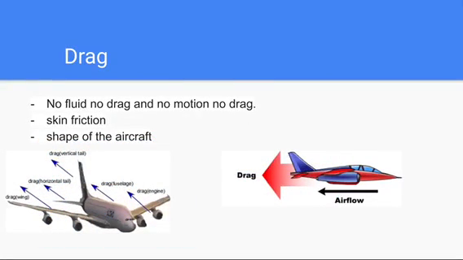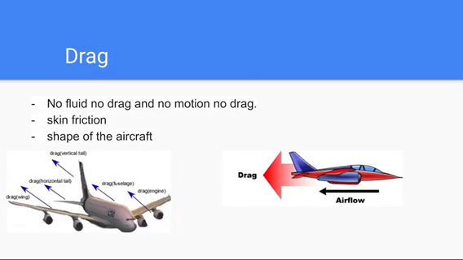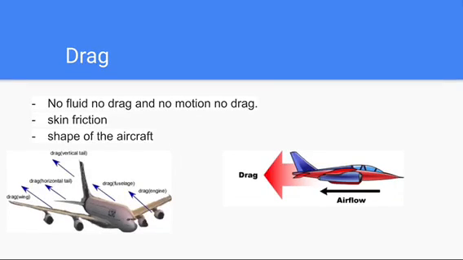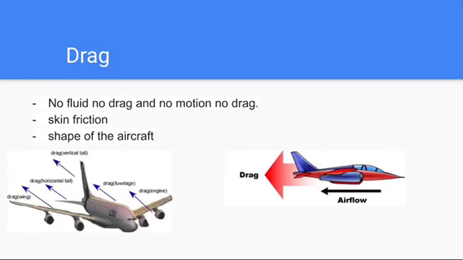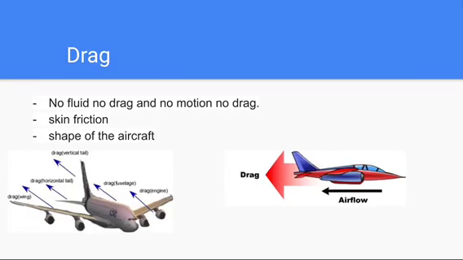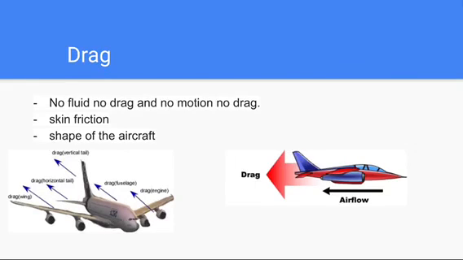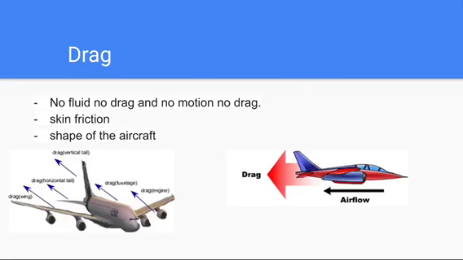Last is drag. Drag is opposite of thrust, and it's what really opposes an aircraft's movement. You could say weight does too, but drag is what really opposes the aircraft's movement in air. It is made by a solid moving and making contact with fluid. So once again, no fluid, no drag, no motion, no drag. Drag is determined by the difference of velocity of the solid and the fluid.